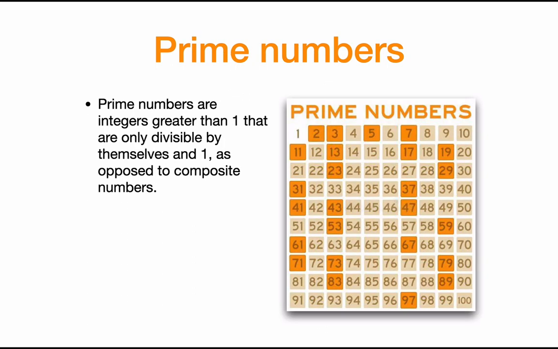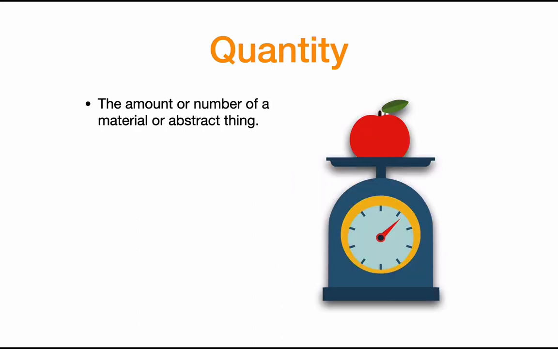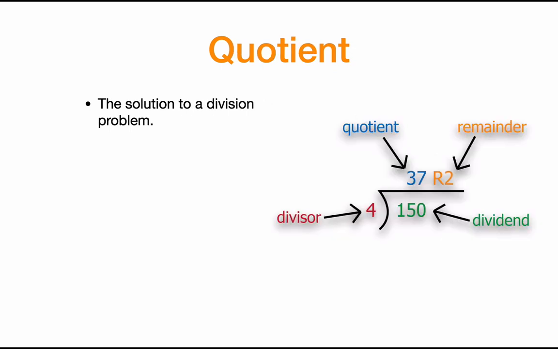Prime numbers are integers greater than 1 that are only divisible by themselves and 1, as opposed to composite numbers. Product, the sum obtained through multiplication of 2 or more numbers. Quantity, the amount or number of a material or abstract thing. Quotient, the solution to a division problem.